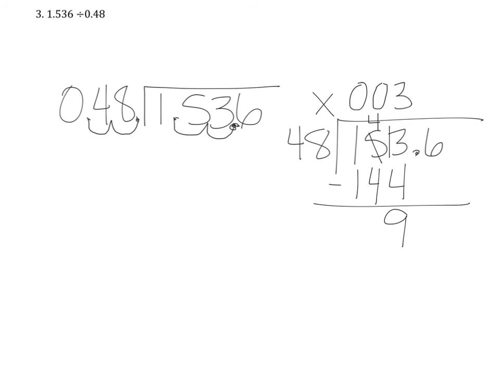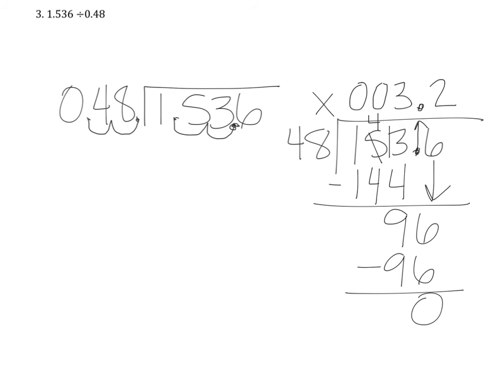Oh, and if you noticed earlier, I forgot to bring my decimals straight up. So I'm going to go ahead and do that. And we'll go ahead and bring the 6 down. So 48 goes into 96 2 times. And 2 times 48 is 96. We'll go ahead and subtract and we get 0. So our answer is 3 2/10.